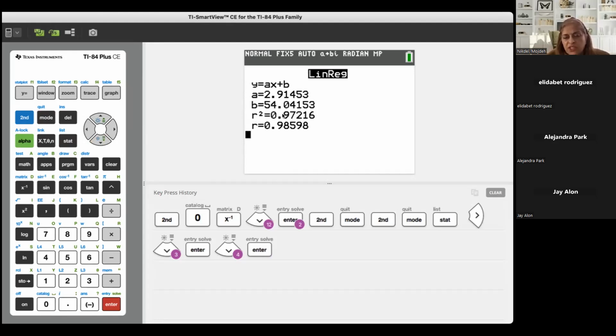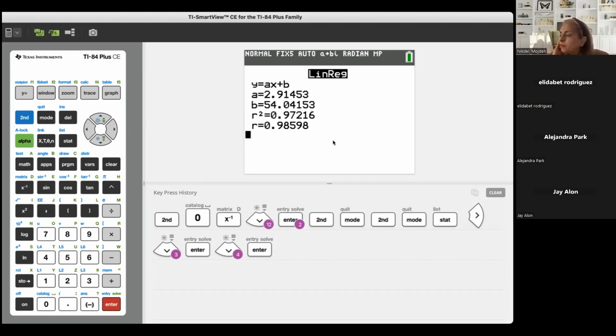It gave me r squared, which I don't need. I need r, the correlation coefficient. R is 0.98598. Can you, Shauna, copy A, B, and R, please? Yeah, give me a second because I'm answering a chat message right now.